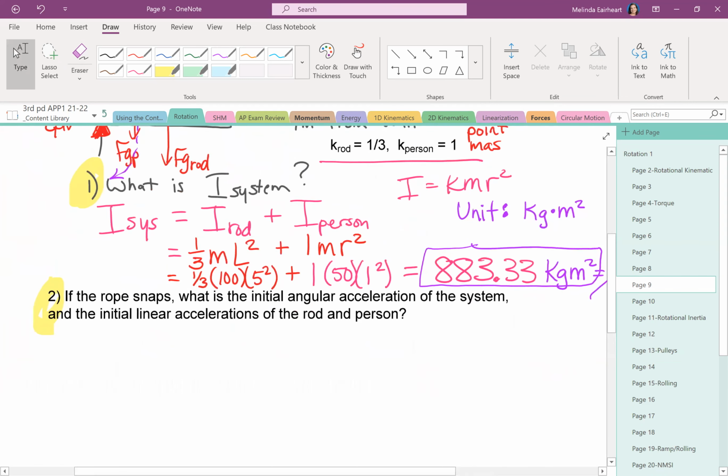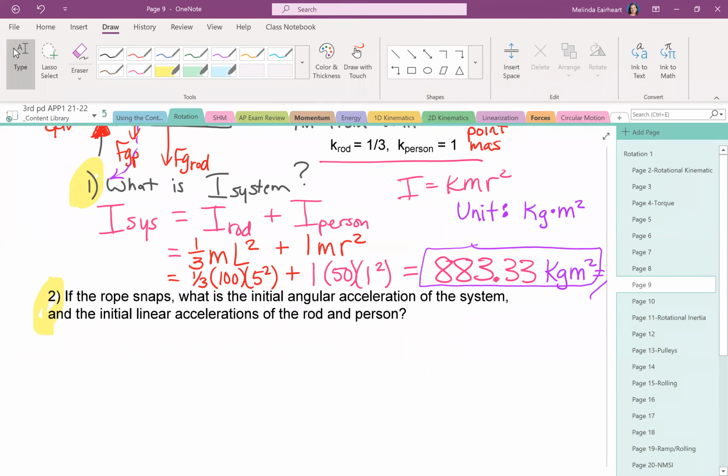Part 2, now the string is cut. AP loves to cut strings. Watch out. I know, they'll be okay, it's physics land. There's a nice marshmallow cookie, something down below. The person will be okay, no one gets hurt, okay?